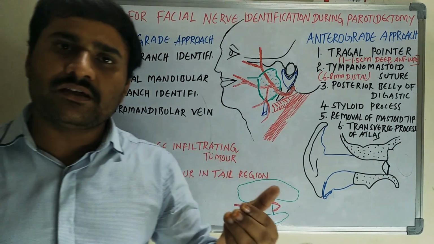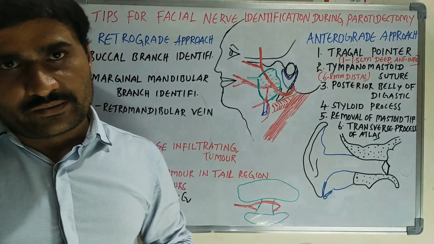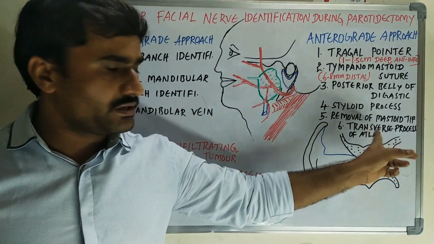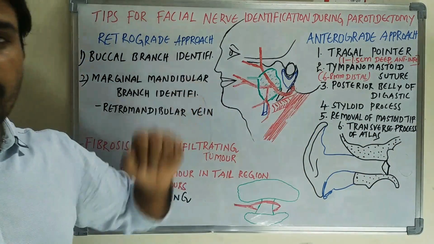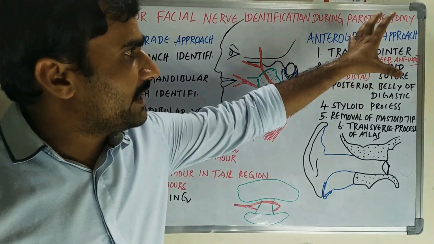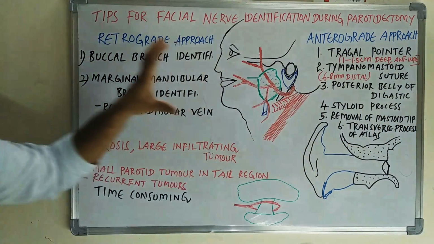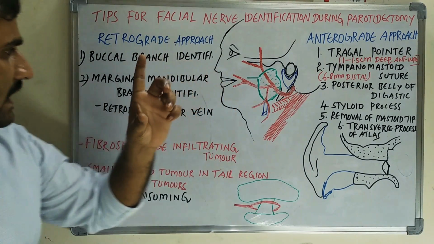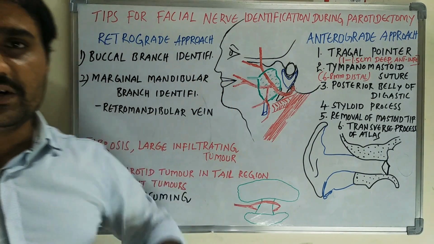Atlas is nothing but the first cervical vertebra. So if you follow the transverse process of the first cervical vertebra, then you can identify the facial nerve. So this is about the anterograde approach. In the retrograde approach, the most commonly used landmark is identification of the buccal branch.